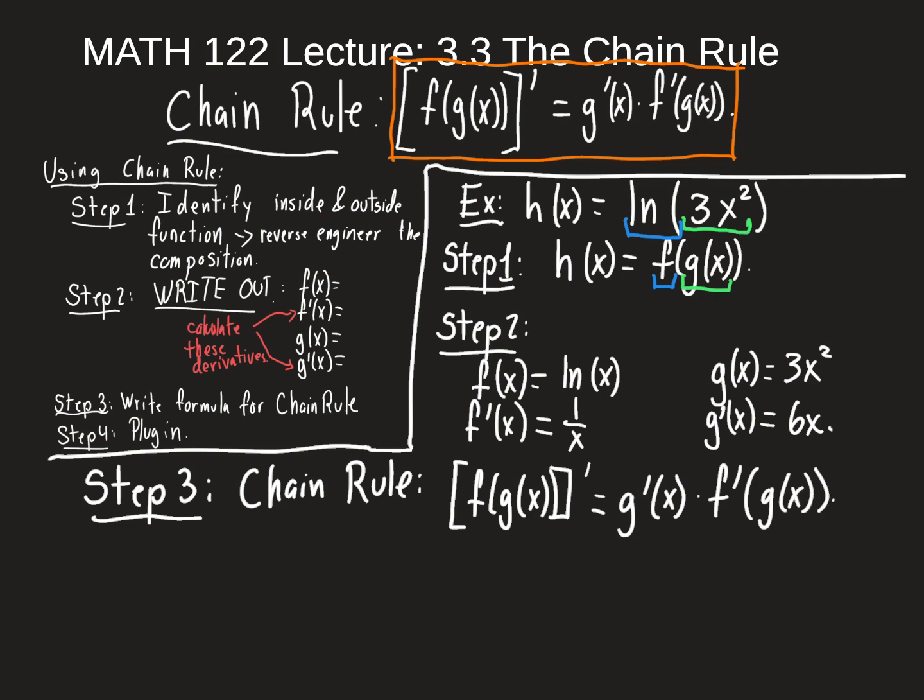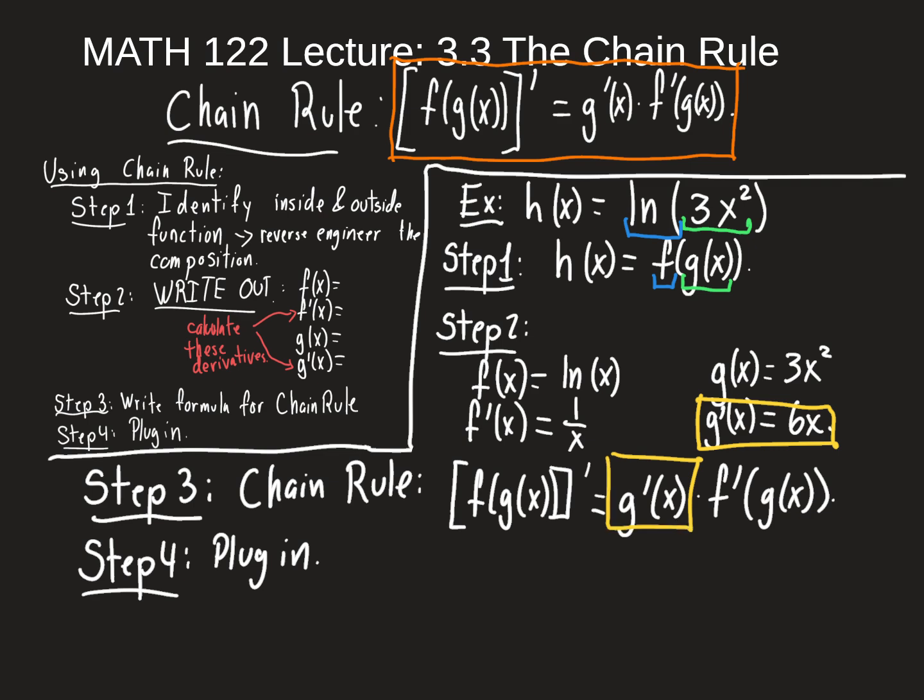Okay, finally we get to the last step, step 4, where we plug in. And what are we plugging in? Well, we're plugging in these values that we wrote out in step 2. So we see, for example, that we have out here this g prime of x, and this needs to be plugged in out here.